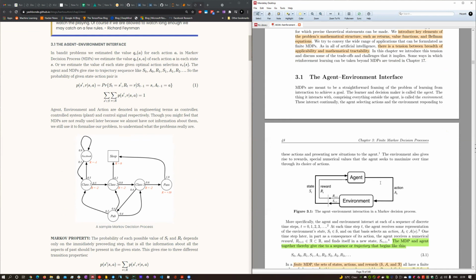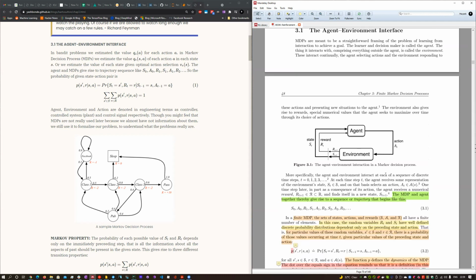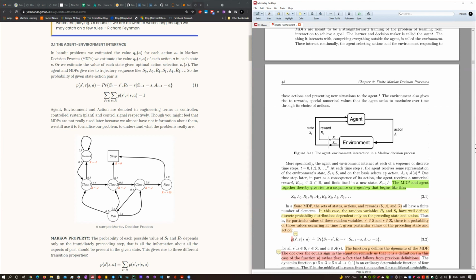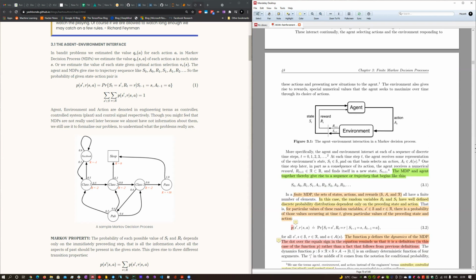Based on those two classifications, we have either the optimal action or the optimal policy. That's based on the optimal action value pair. So there are two types. We will take a look at it in detail.